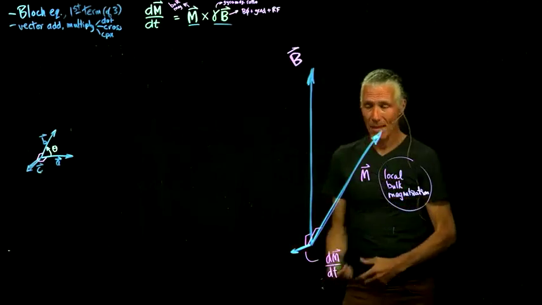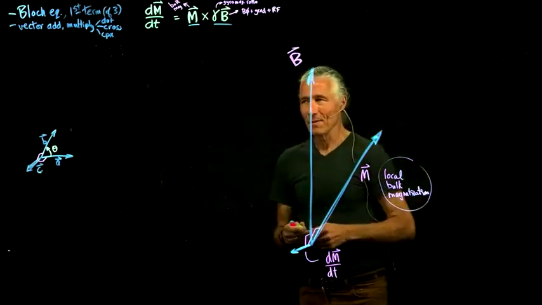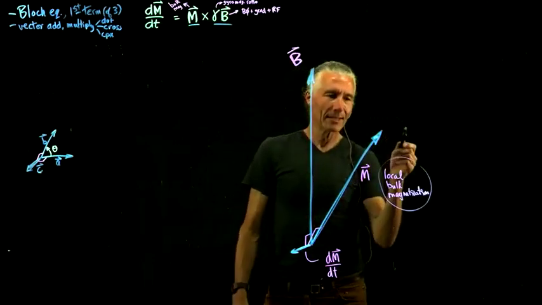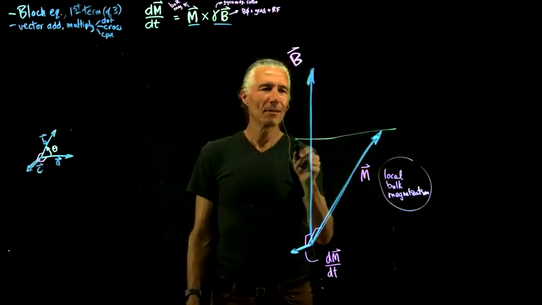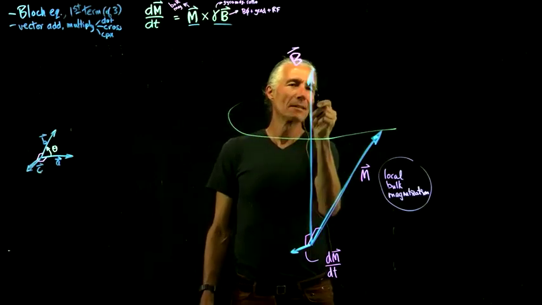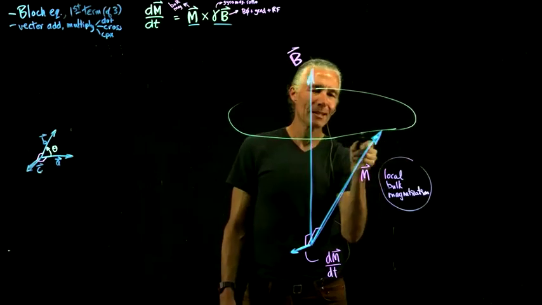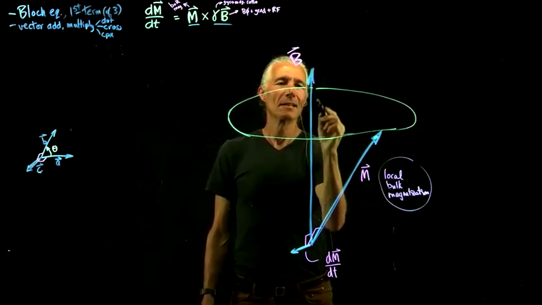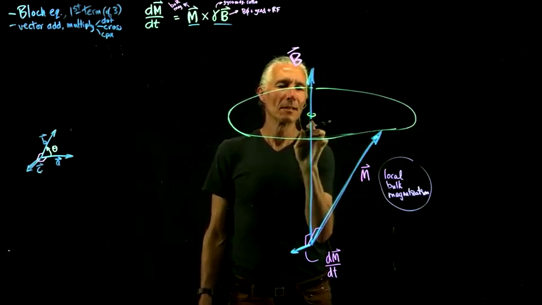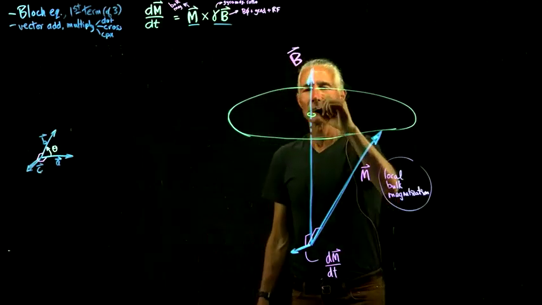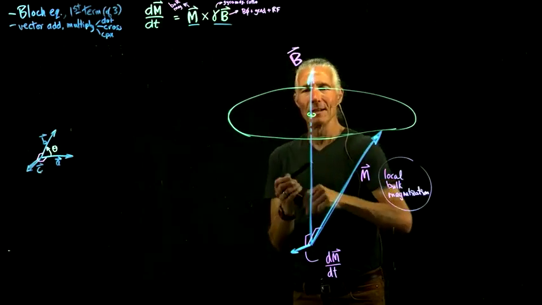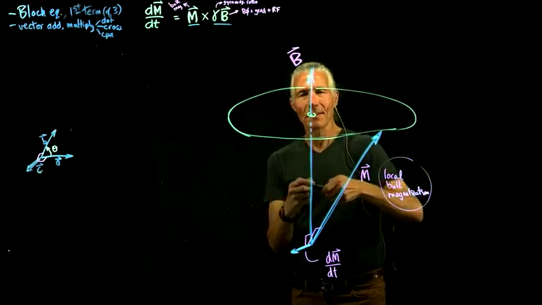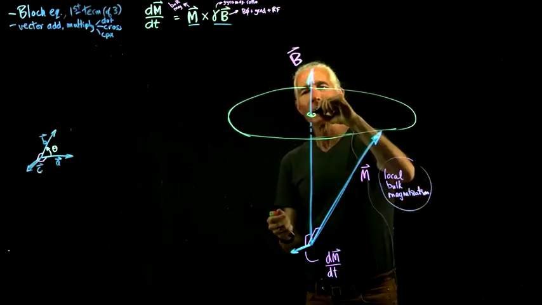Okay, so what does that do? What does that do over time? Let's draw this plane here like that, and we'll make this come out. There we go, it comes out of the picture at us. The B coming out at us.